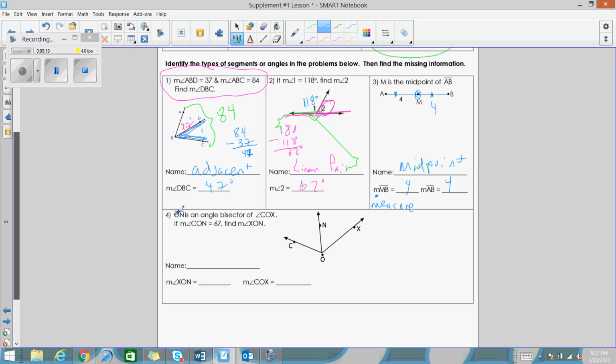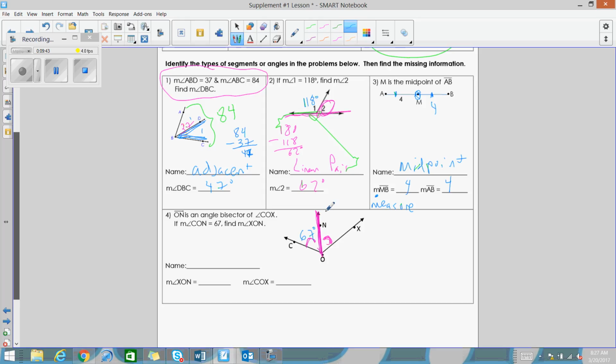It says ON is an angle bisector of angle COX. So ON is your bisector, which is your knife. It's going to split your angle into two equal parts. These two are equal. Notice, I haven't even read the problem, and I know these two angles are equal to each other. So now I'm going to continue. It says angle CON is 67 degrees.